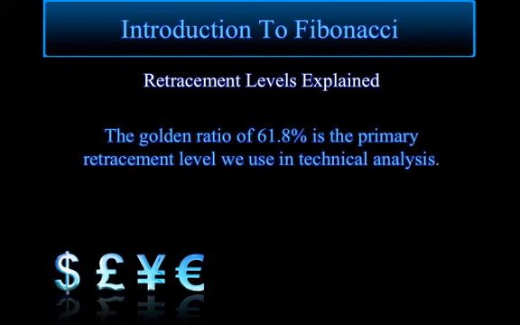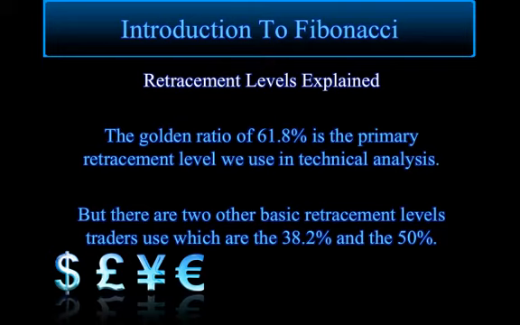Now remember the golden ratio, 61.8%. It is the primary retracement level that we use in technical analysis. But for trading purposes, we actually use two other numbers as well when it comes to analyzing retracements. And that's the 38.2% and the 50%.